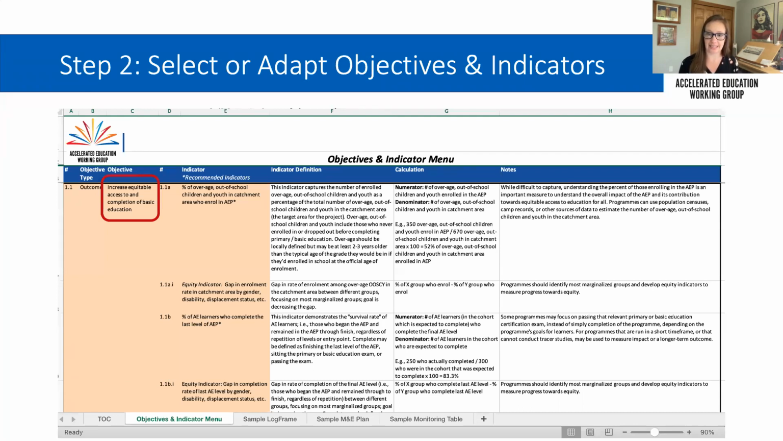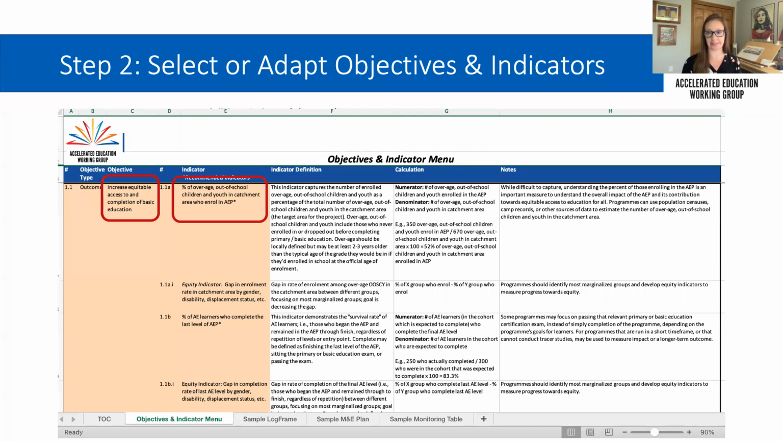Those are where we list the intended outcomes or the outputs of the program, depending on the level in the theory of change. And those are, again, directly connected back to the colored boxes in the theory of change. And so you'll see, as an example here, in the objectives column, increase equitable access to and completion of basic education is our objective listed from the theory of change. And then along with each objective, we provide 2 to 3 indicators that are more traditional indicators, such as percentage of overage out-of-school children and youth in the catchment area who enroll in AEP, and percentage of AE learners who complete the last level of AEP.